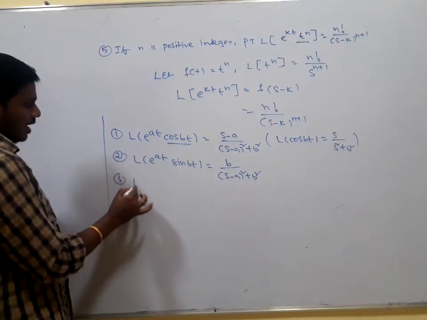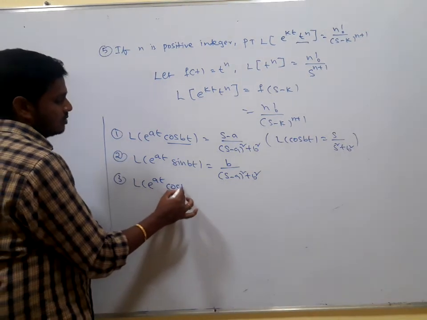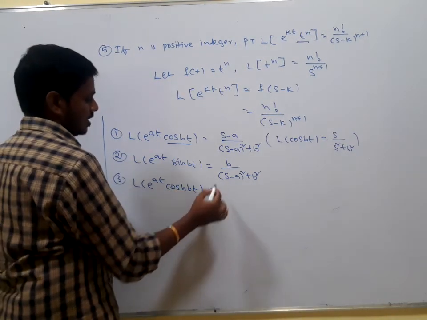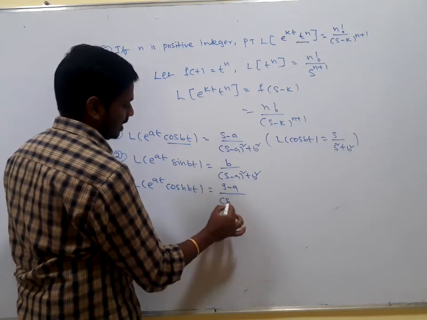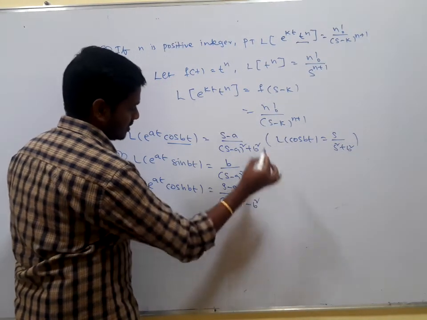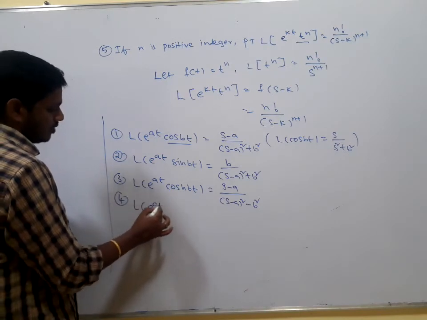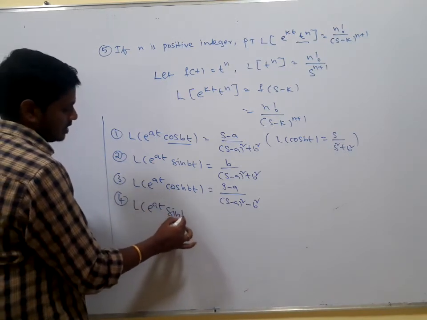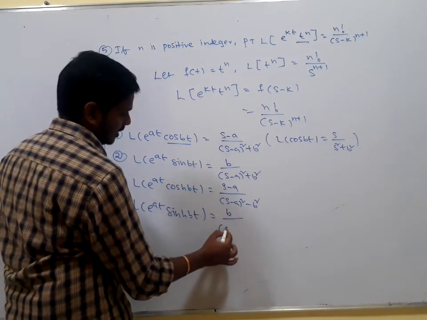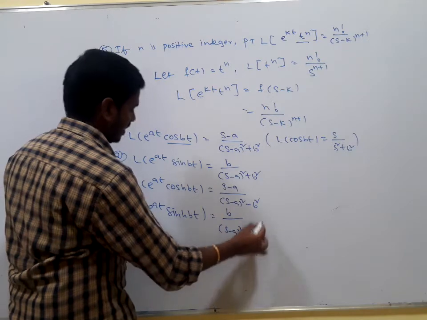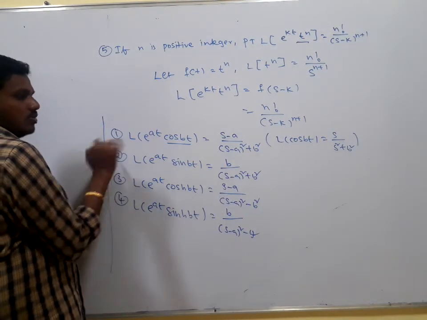Next, third one, Laplace transform of e to the power of at cos hbt is equal to s minus a divided by s minus a whole square minus b square. Next, Laplace transform of e to the power of at sin hbt, which is b divided by s minus a whole square minus b square. These are the formulas for e to the power of at.